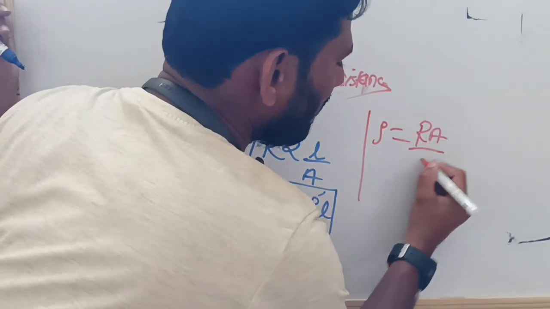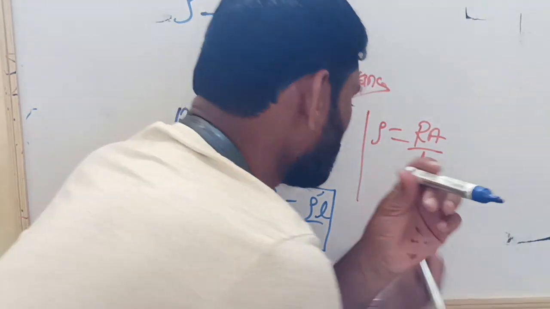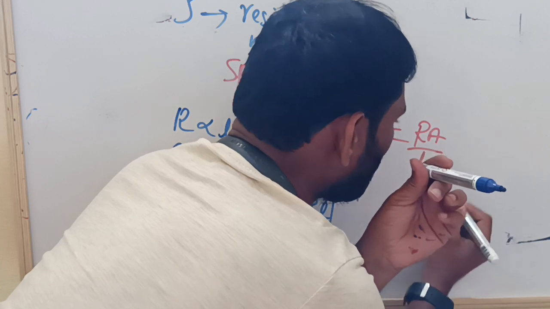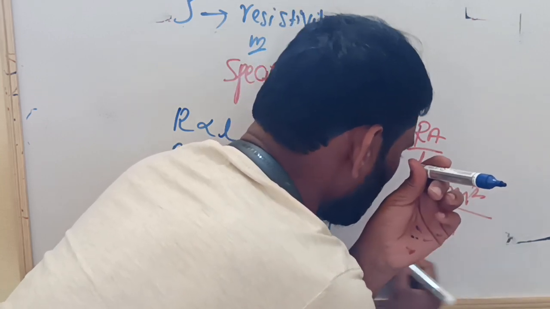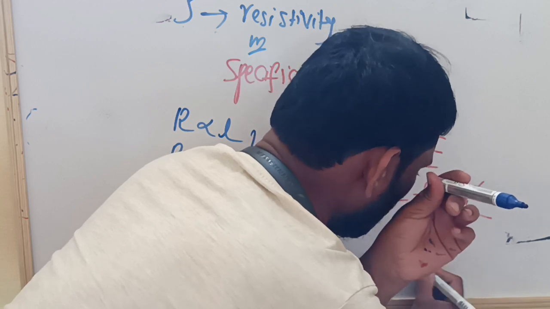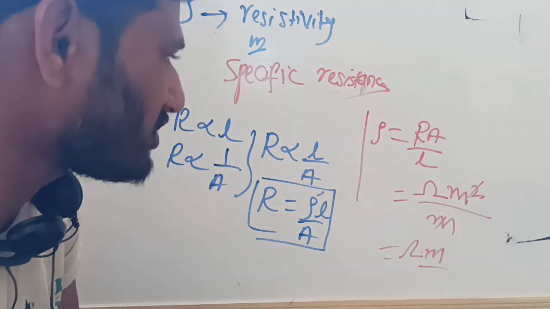Simplify this equation. Rho is equal to RA divided by L. Then what is the SI unit for this specific resistance? Substitute the SI units separately. For resistance, we know that it is ohm. For area, meter square, divided by L, meter. Meter square and meter will get cancelled. Ohm meter is the SI unit for the specific resistance or resistivity.